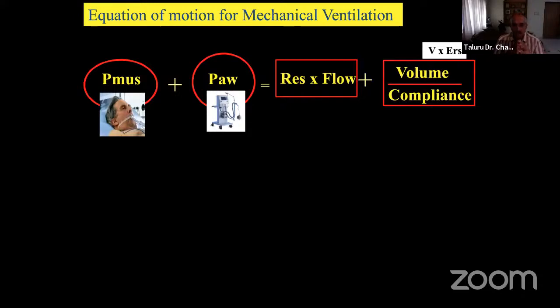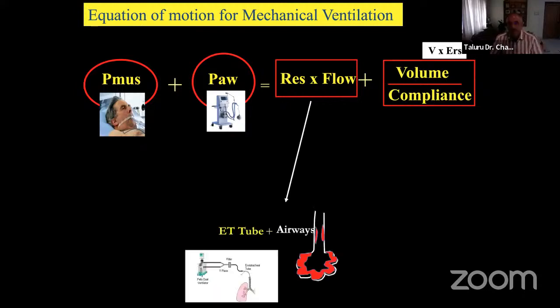This is the equation of motion for mechanical ventilation. I've shown this to you. In most of our patients, the patient has been sedated, paralyzed, and anesthetized. So the whole component of overcoming the resistance and the compliance is driven by the ventilator. So when we speak of airways, you have to think of the ventilator tubings and the patient's airways. That is a part of what we mean by resistance.